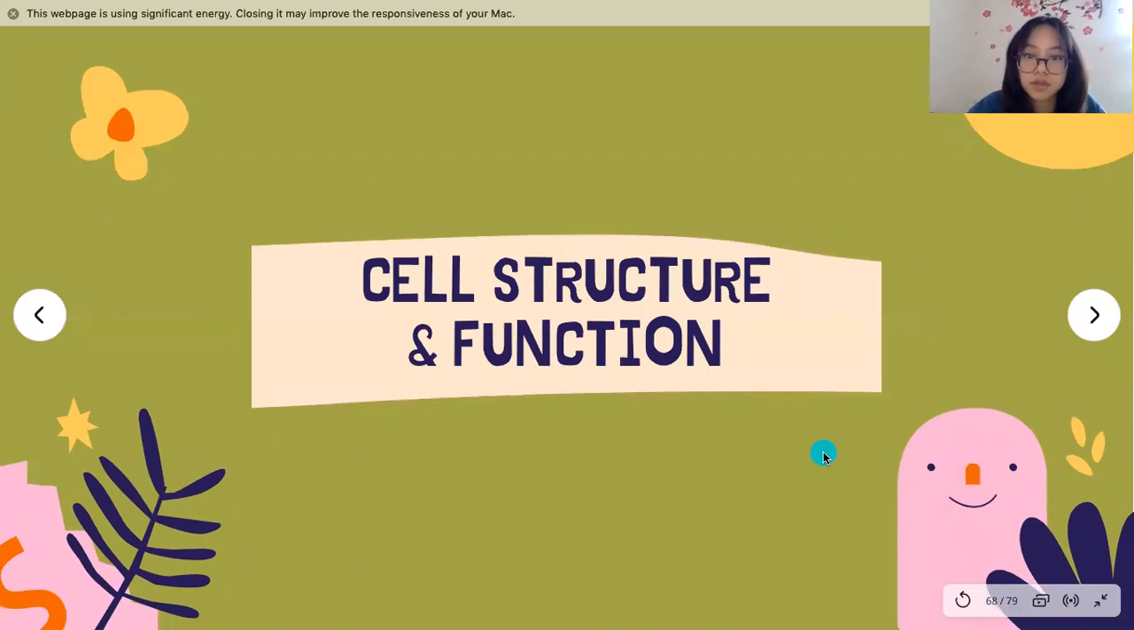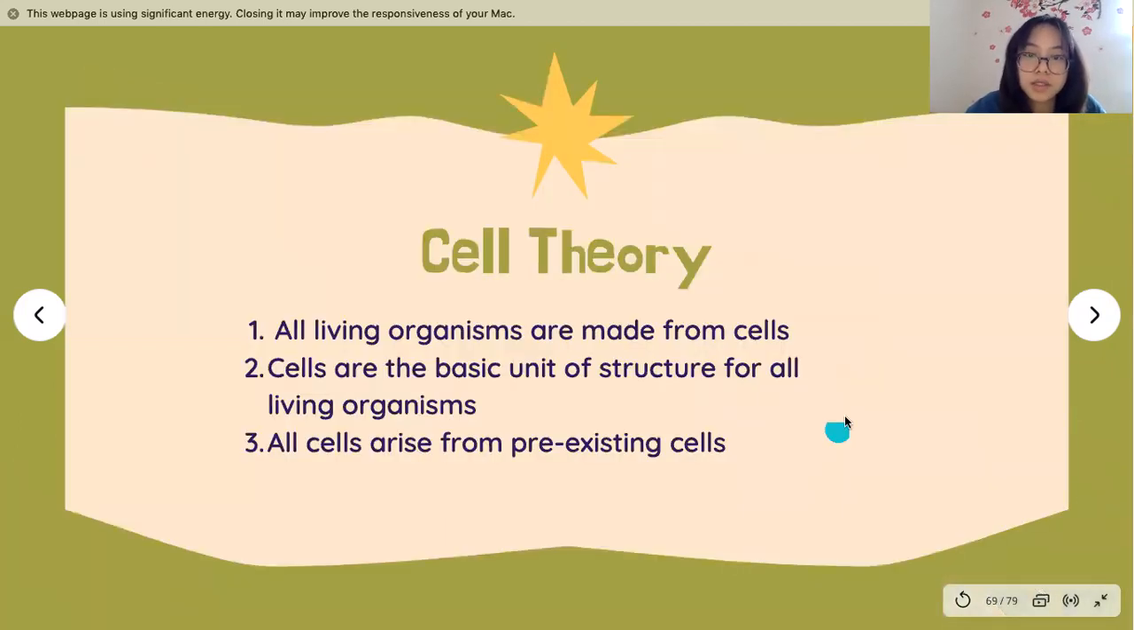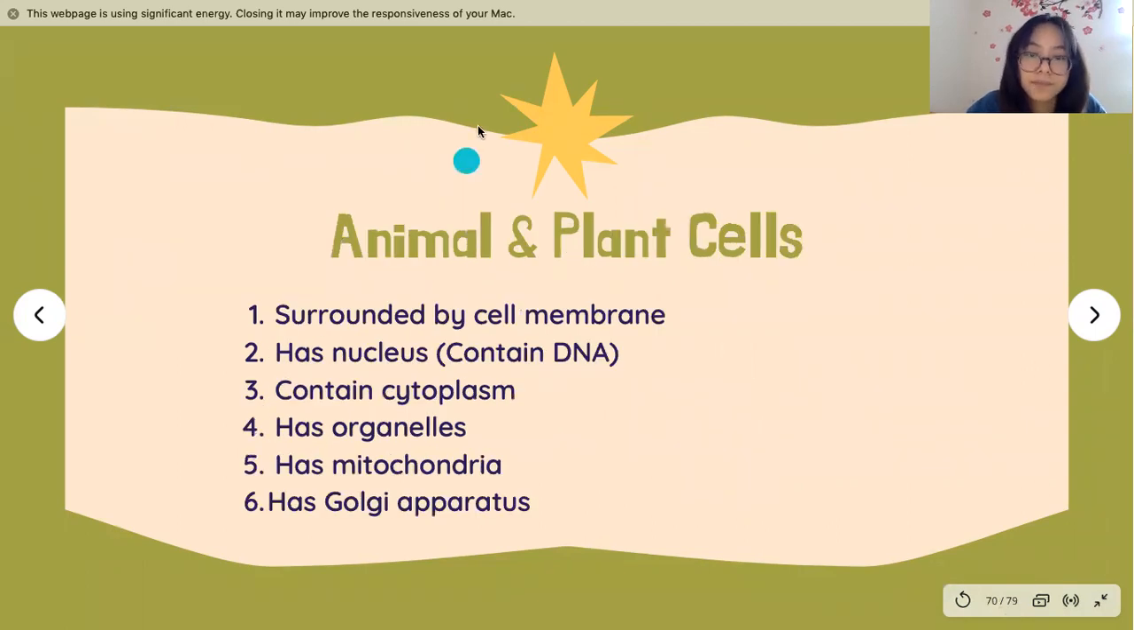Next up is cell structure and function. So this is the cell theory, which basically states that all living organisms are made from cells. Cells are the basic unit of structure for all living organisms, and cells come from pre-existing cells.